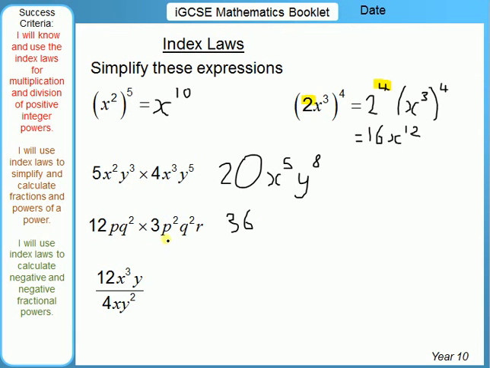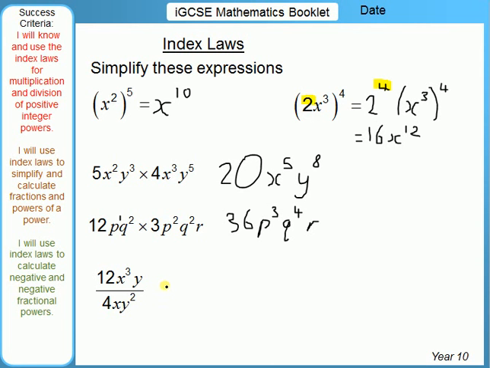P times p squared. Well, remember p on its own means p to the power of 1. So 1 plus 2 is 3. Q squared times q squared is q to the 4. And finally, well, nothing or 1 times r is just r. The r stays the same.